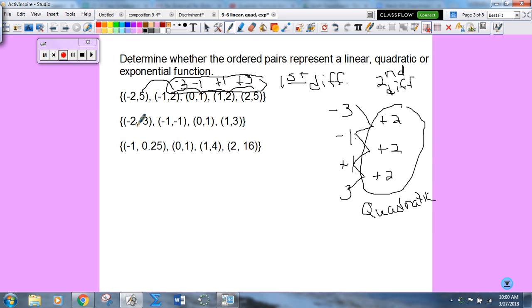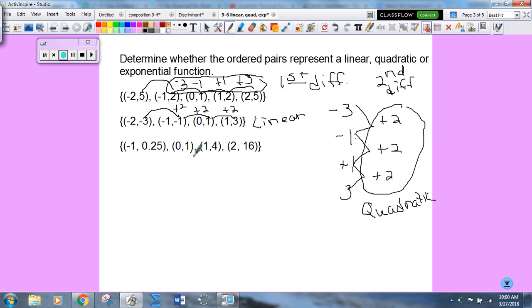So if I look at my second one, x goes up by 1 again. Y, negative 3 to negative 1, I add 2. Negative 1 to 1, I add 2. 1 to 3, I add 2. Well, that has a constant rate of change, so it's linear.